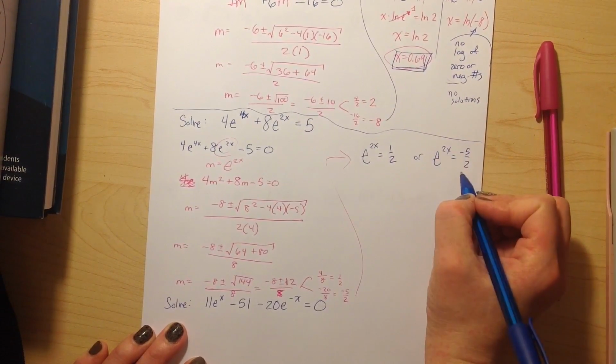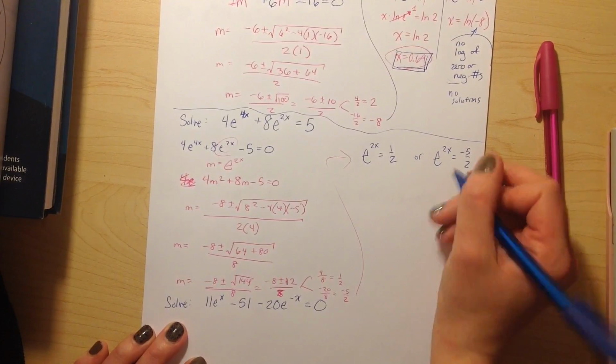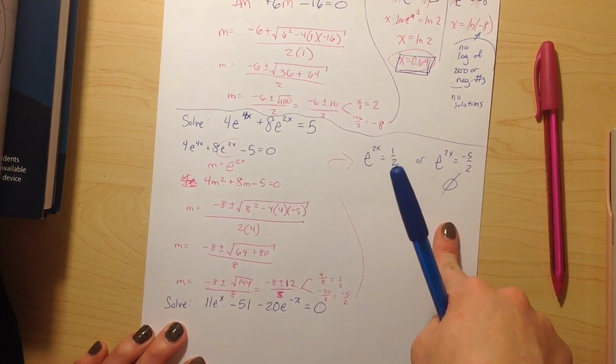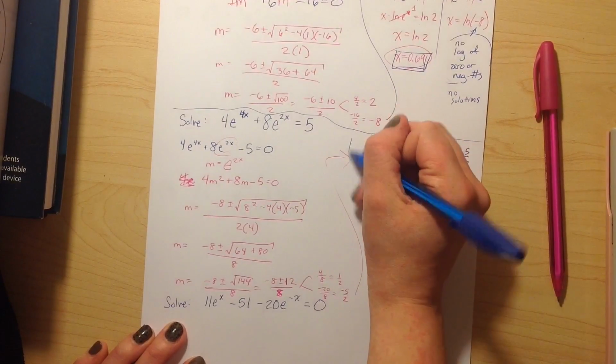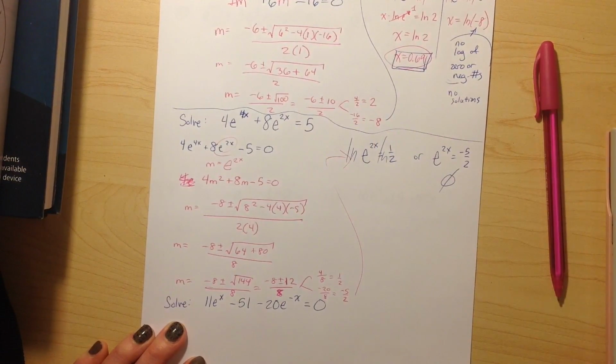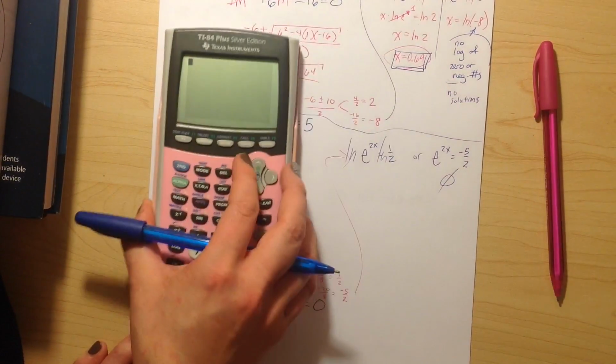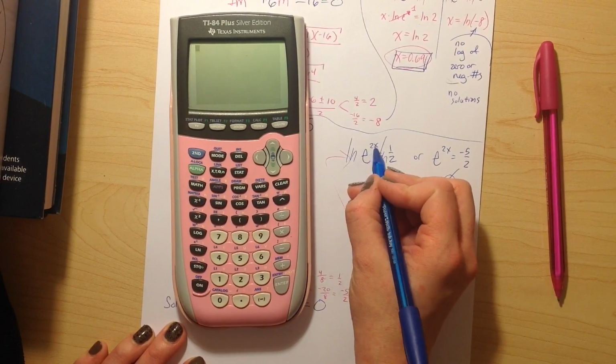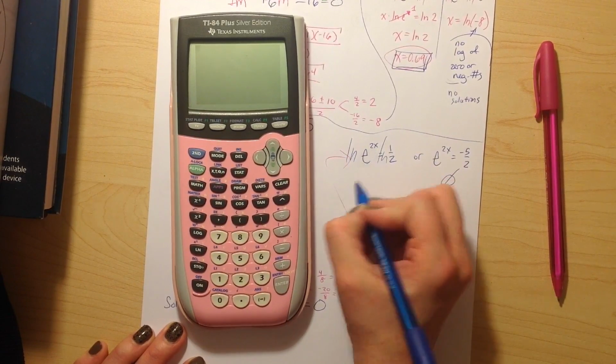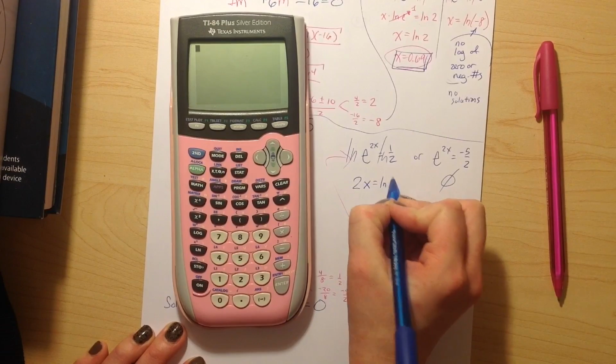Well, right away, this is a negative. If I take the natural log, it's not going to work out for me, so this would be no solution. So I can stop on that one. This one, I can keep going. I'm going to take the natural log of both sides. When I take the natural log over here, I am just going to get my exponent out front. Ln of e is just 1, so I have 2x equals the natural log of 1/2.